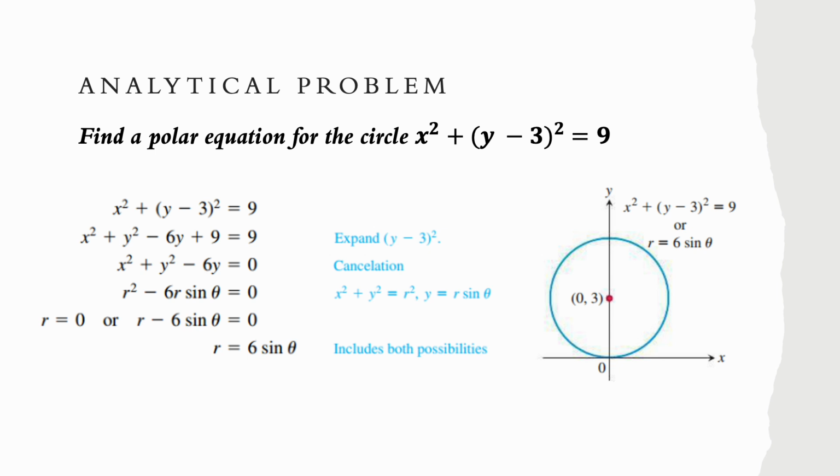First, we expand the term (y minus 3) squared, which gives us x squared plus y squared minus 6y plus 9 equals 9. When simplifying, the constant terms cancel out, leaving us with x squared plus y squared minus 6y equals 0. Next, we introduce our polar substitutions: x equals r cosine theta and y equals r sine theta. Then you factor out r, and that gives you your two solutions: r equals 0, which is the origin, and r equals 6 sine theta.